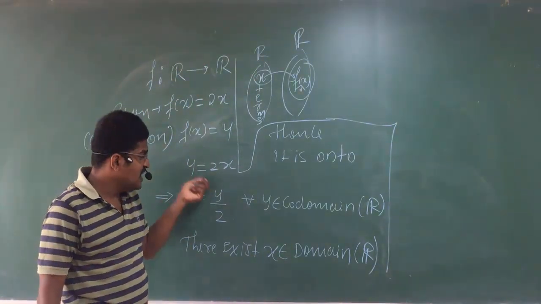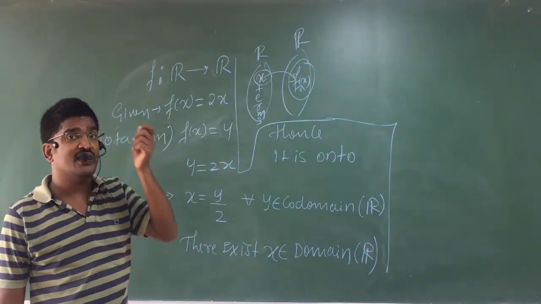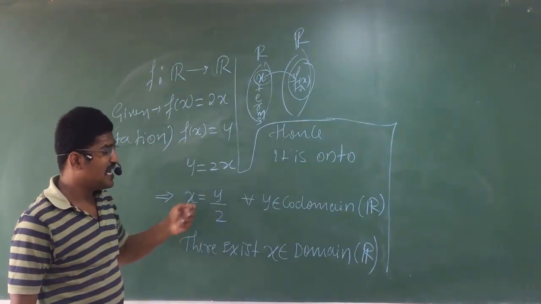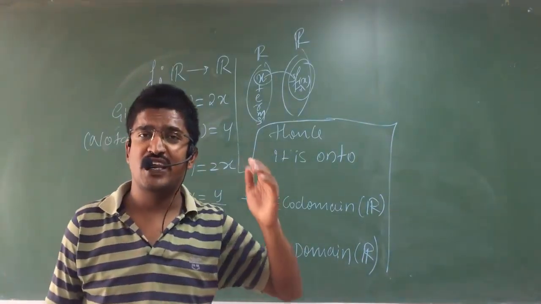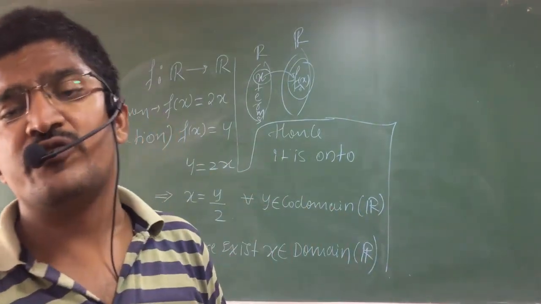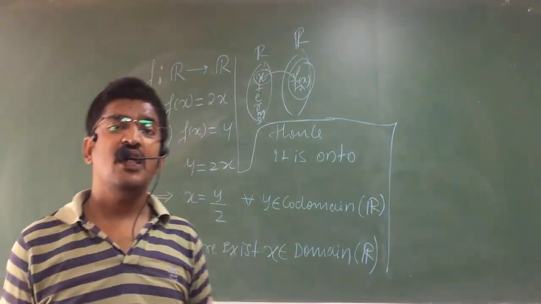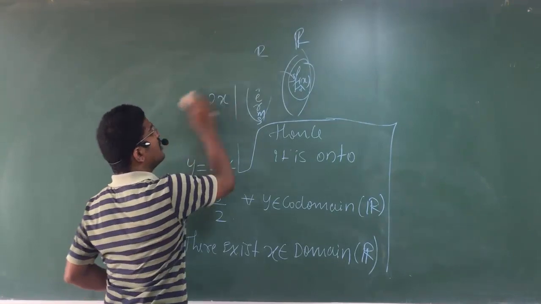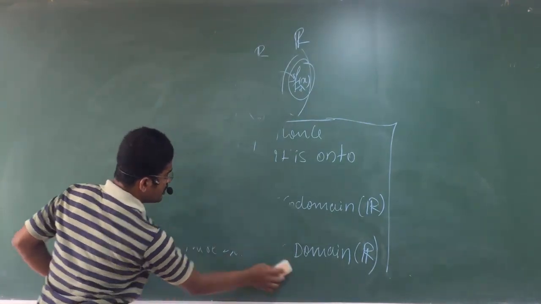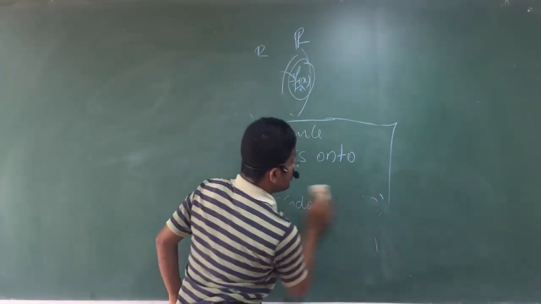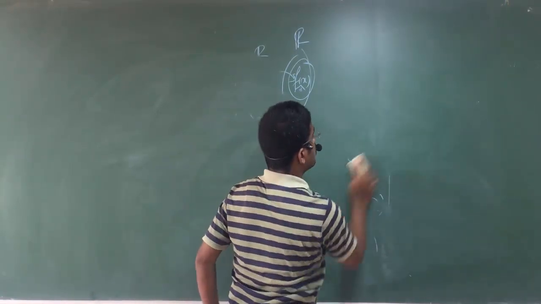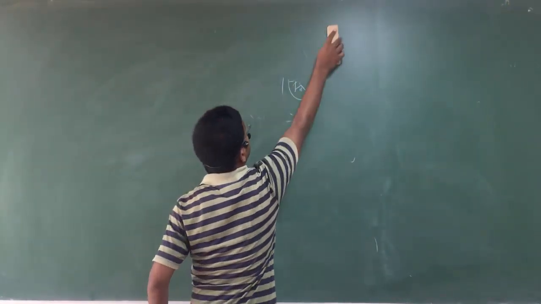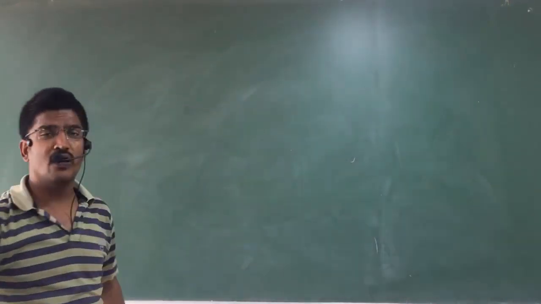So if I write any real number in the codomain, there exists an element x in the domain. If I write this, then that particular function is going to be onto. Okay. Now let us go for one of the functions which is not onto.